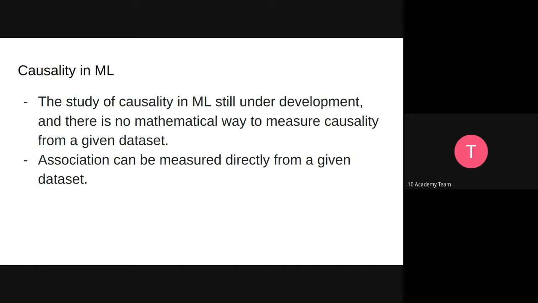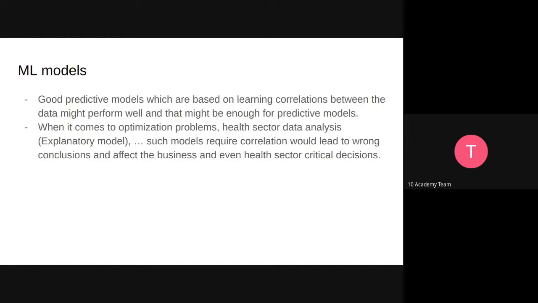But association, on the other hand, can be measured directly from a given data set, because in a static data set, we can learn and understand the data and point out which features are correlated or which features are associated to each other, and so on.